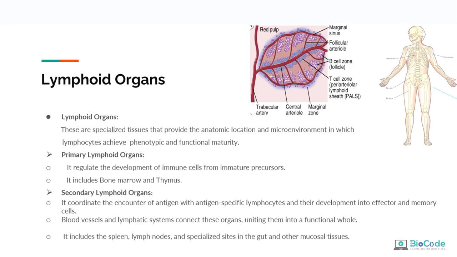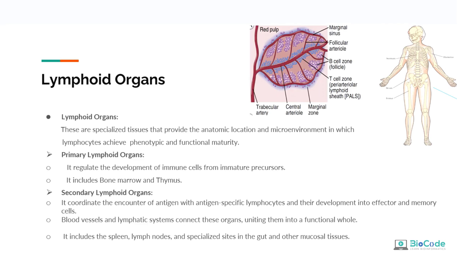We have two types of lymphoid organs. The first one is primary lymphoid organs. Like its name shows, it is a primary lymphoid organ, which means that the immune cell generation starts from this place. It regulates the development of immune cells from immature precursors. It includes bone marrow and thymus.